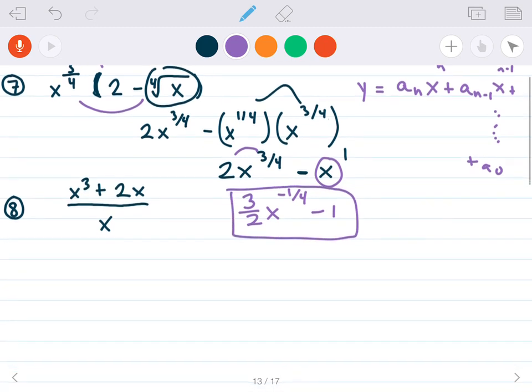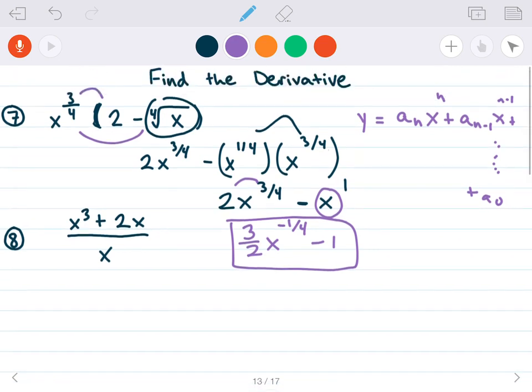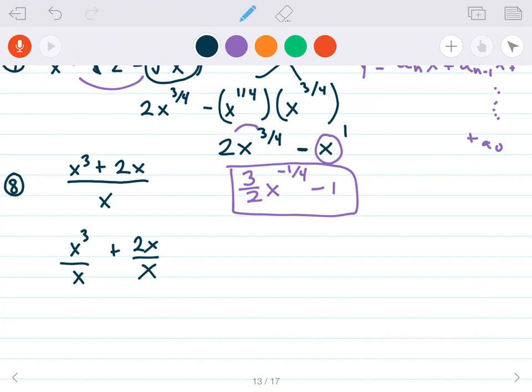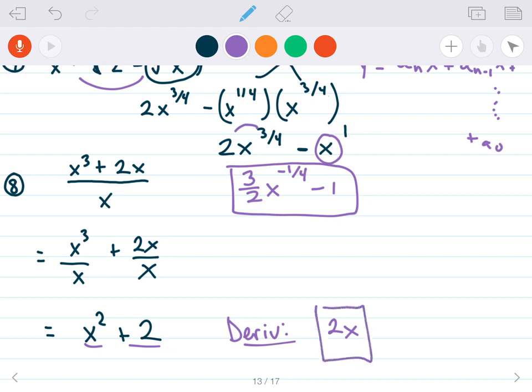All right, and let's look at number 8. We can simplify this because, again, we don't really want a quotient. We don't want a rational function. We want a polynomial. And so we can simplify this because we have x to the 3rd over x plus 2x over x. And these can be simplified. The first one is x squared. The second one is just 2. And now we take the derivative. So the derivative of that is just 2x. The derivative of a constant, remember, is just 0. So here's our derivative.